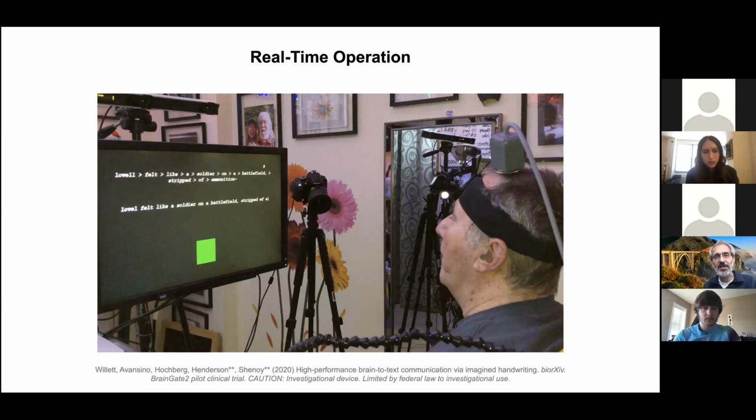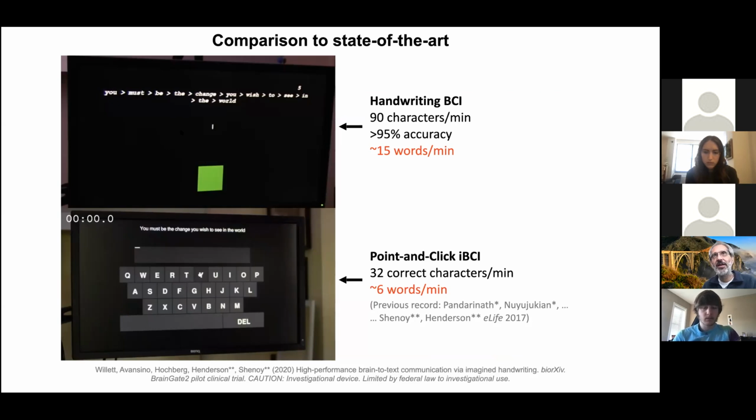Okay, now let me show you that video one more time, so it'll be here, and you're seeing 90 characters per minute with over 95% accuracy, about 15 words per minute in real time without the language model. It can be better. And right below it, we put what we think is the previous record, which is our own, from the Pandarinath and Nuyujukian paper, where a cursor is moved out to a QWERTY keyboard and selected by imagining a click. And it just so turns out it's the same participant.